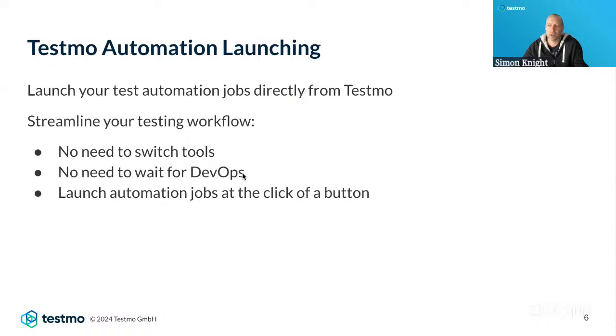We wanted to eliminate the problem of having to wait for DevOps to trigger your test automation runs in the event that testers don't have direct access to or control over the pipeline in which the automation tests are being run. And basically we just wanted to give Testmo users the ability to trigger their automation jobs at the click of a button from inside of Testmo instead.